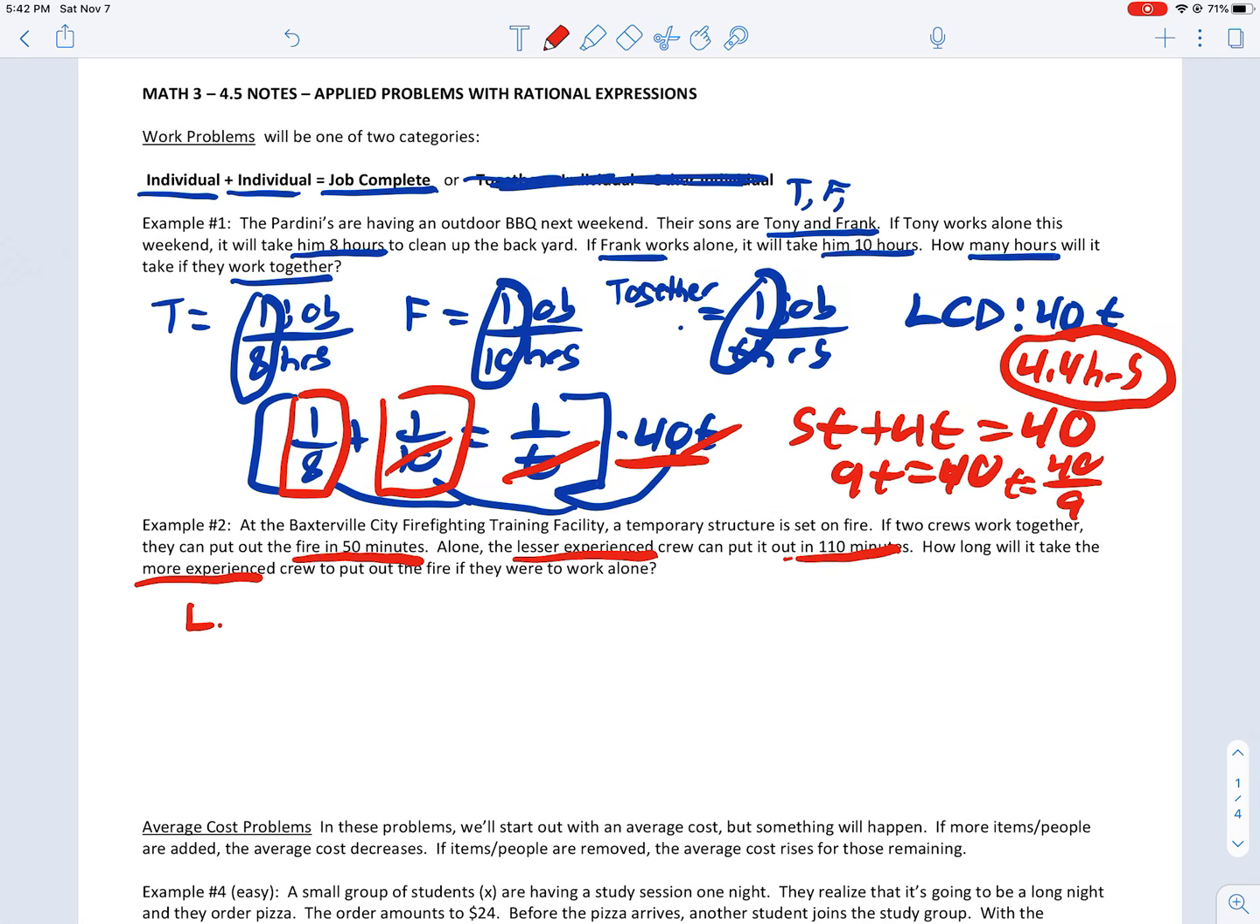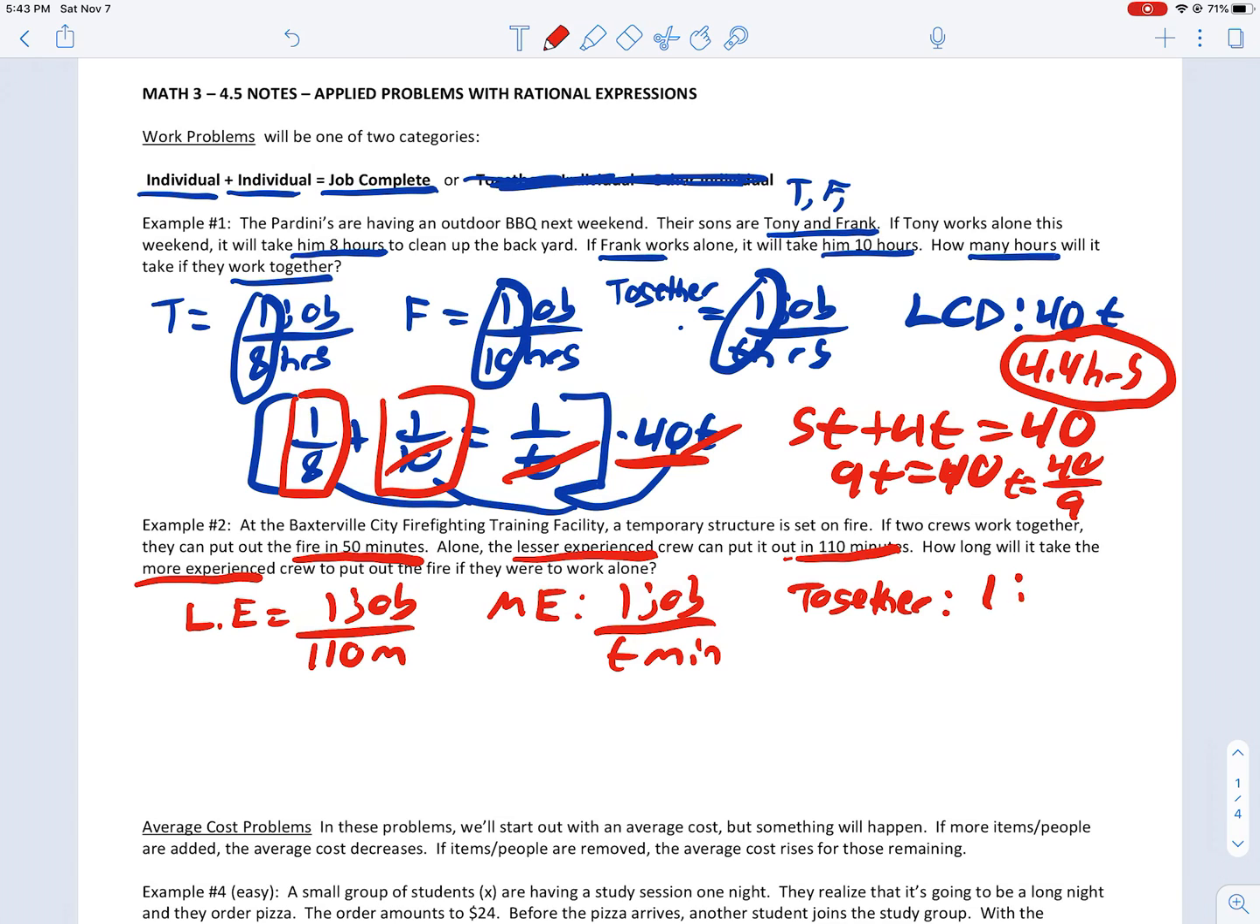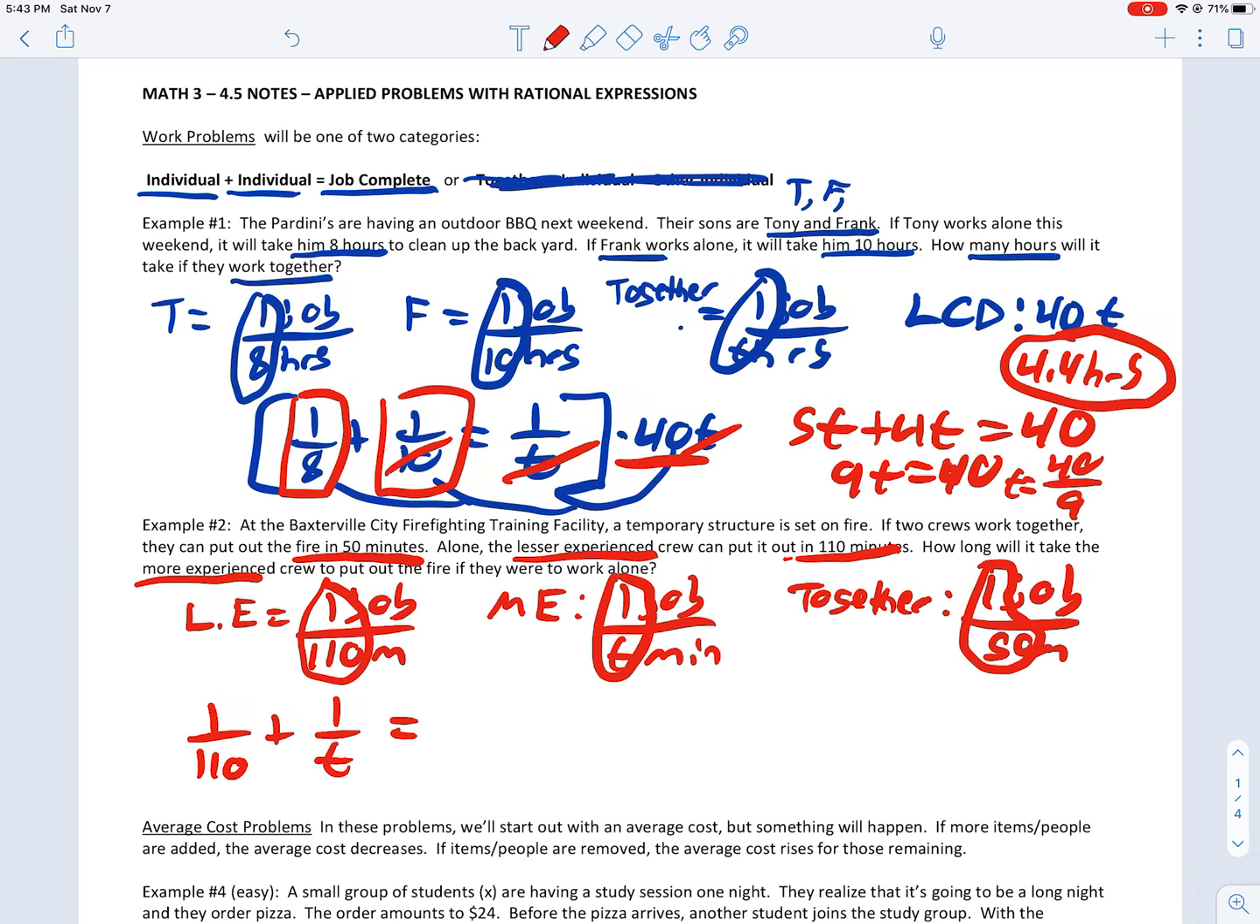So the lesser experienced crew to do one complete job is 110 minutes. The more experienced group to do one complete job is t minutes, and for them to do it together, to do one complete job, takes them 50 minutes. So there's my fraction, 1 over 110 plus 1 over t equals 1 over 50.